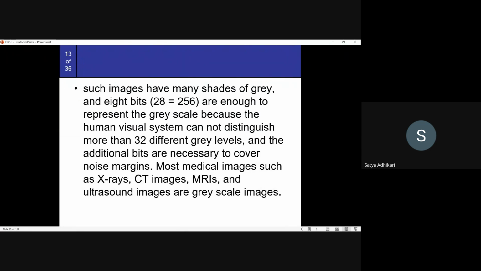It does not contain any other color. You will not find any red color, yellow color, pink color there. Only black and white and some of the gray color.